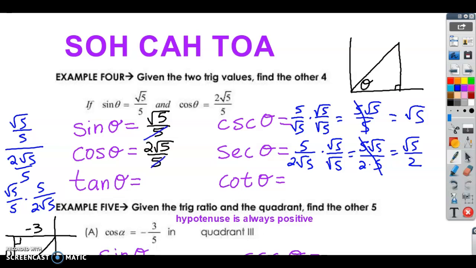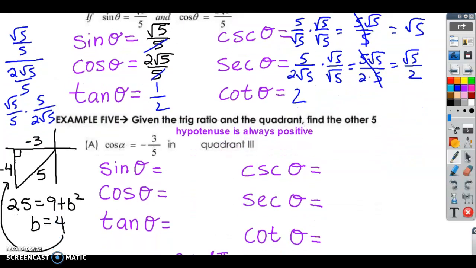So this is sine over cosine. So it's root 5 over 2 root 5. Well, what's going to happen there? Those root 5s are going to cancel. We have a 2 left. So that's 1 over 2, and the reciprocal is 2. Try it yourself. Moving on.